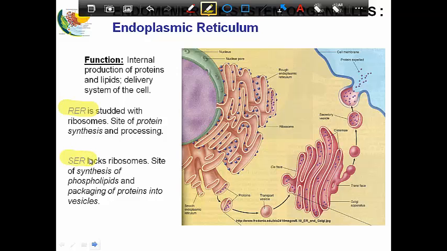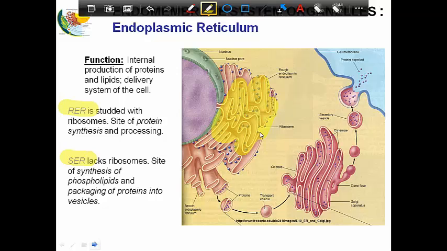RER is called rough ER because it has little ribosomes on it. And that's what we're seeing over here. You can kind of see the little bluish bumps on the endoplasmic reticulum. Those are little ribosomes that are attached to it. So it looks rough. What happens in the RER is proteins are made. And that makes sense because that has ribosomes on it, and ribosomes make proteins.